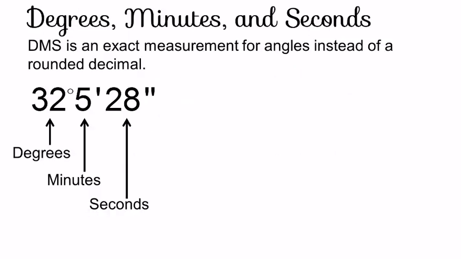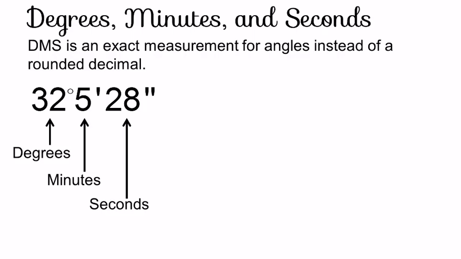Sometimes we're going to see an angle measured in degrees, minutes, and seconds. And this is just a precise measurement for angles instead of using a decimal that's been rounded. So when the Greeks invented these angles thousands of years ago, their number system was in base 60, not base 10 like ours is. So all of their measurements are in 60s. So 60 minutes in an hour, 60 seconds in a minute. That's where all of this comes from.